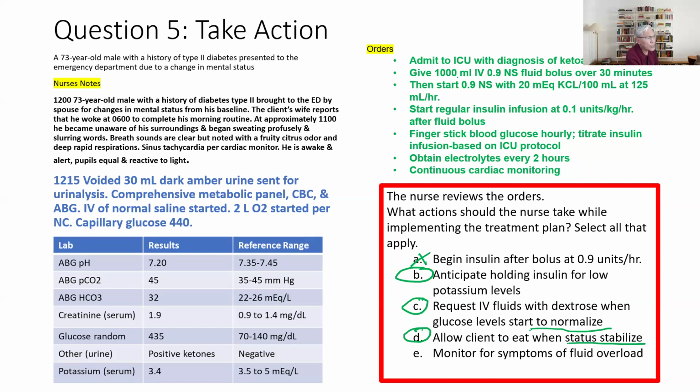We have a bolus of 1000 cc's over 30 minutes. What's the complication over here? Fluid overload. And therefore, this would be a correct statement.